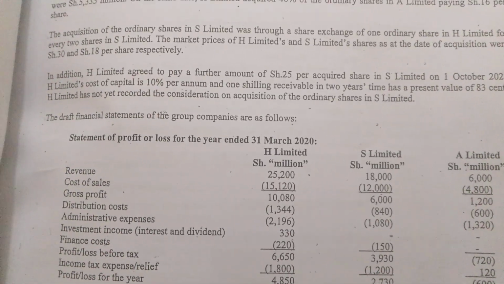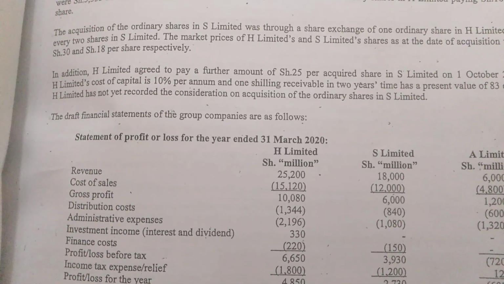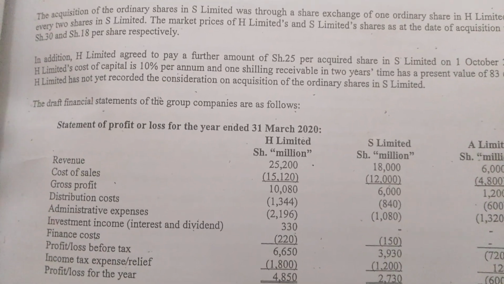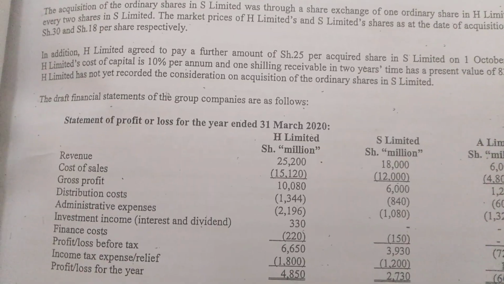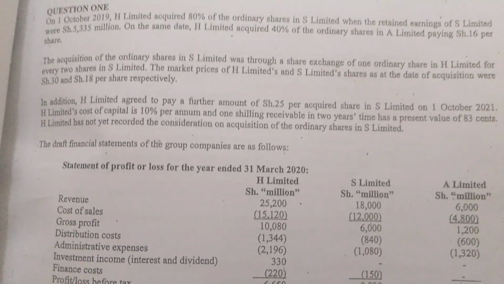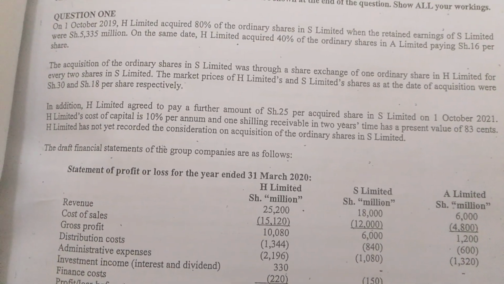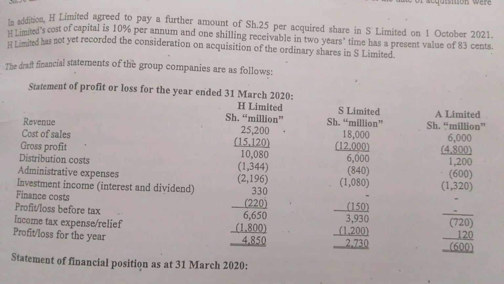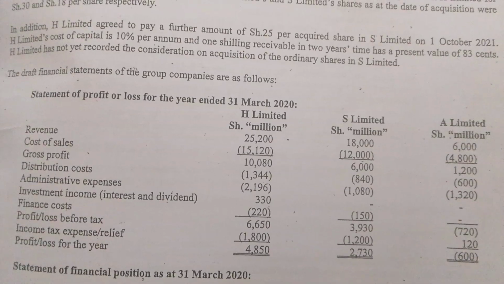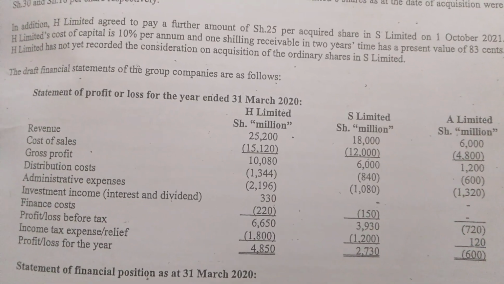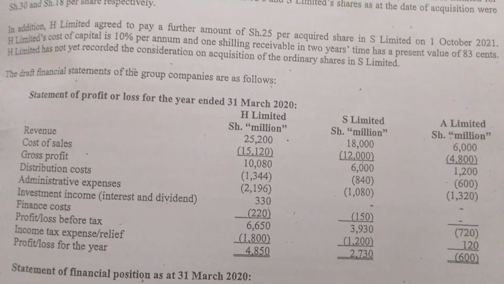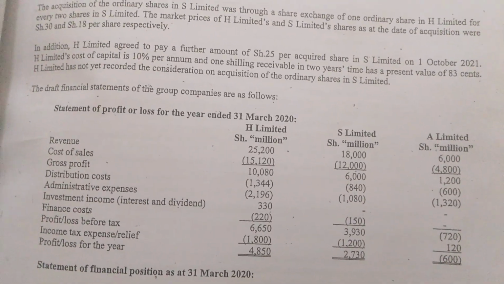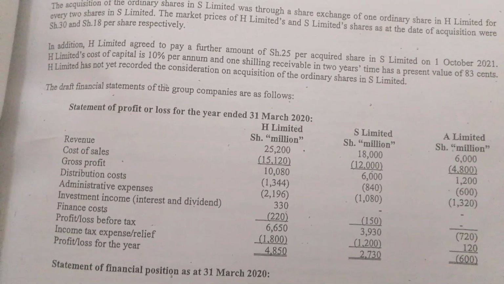The market prices of H Limited's and S Limited's shares as at the date of acquisition were shillings 30 and shillings 18 per share, respectively. In addition, H Limited agreed to pay a further amount of shillings 25 per acquired share in S Limited on 1st October 2021.